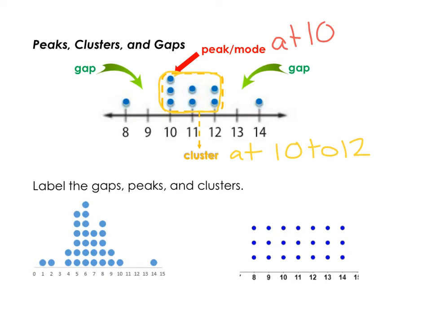those numbers. Now, a gap is where there isn't any data at all. It's between the clusters or the data parts. So here you can see that you have a gap at 9. It's because you have data on this side of 9 and you have data on the other side of 9. But you do not have any data at 9. And over here we have a gap at 13. It's because we don't have any data at 13, but we do have data at 12 and we do have data at 14. So there is a gap at 13.